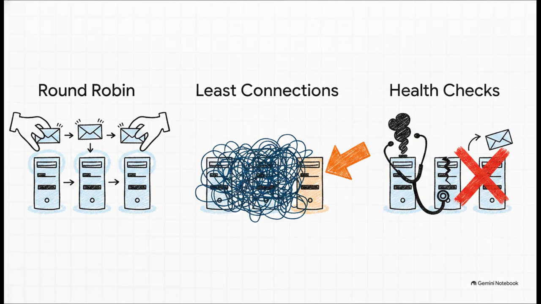To figure that out, load balancers usually rely on 3 core logic strategies. First, it can just deal out connections like a deck of cards, using round robin, going in sequence one by one.